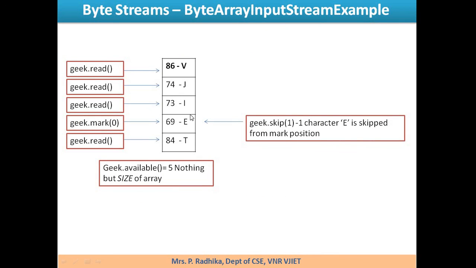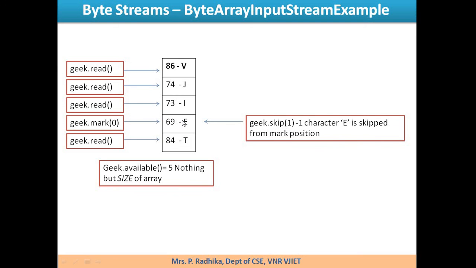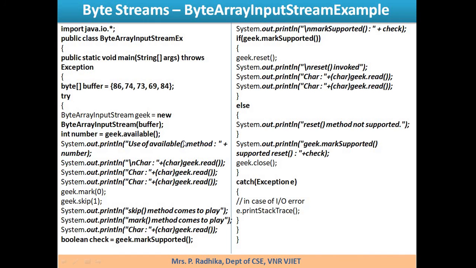When you reset it, where does the cursor go? The cursor goes to this position. And from this cursor position, we are reading twice. So what are the characters that will be read? E and T will be read. So these are the 2 characters that will be read. If this input stream is not supporting mark and reset methods, then what you are going to print? You are going to print reset method is not supported. Then we are going to close the input stream. And if any errors are there, we are catching them using catch block, and the error is being printed using print stack trace method.